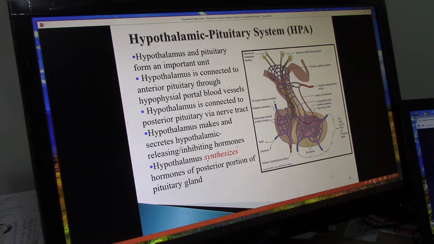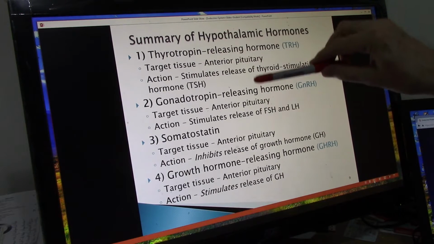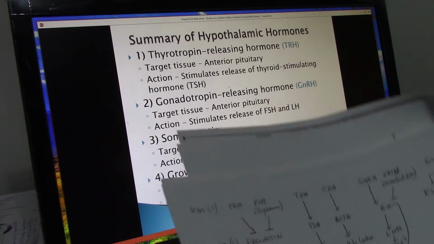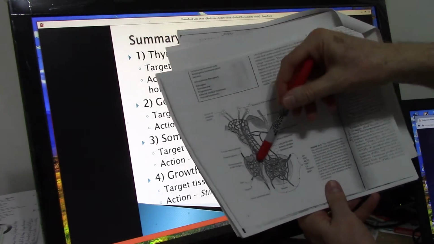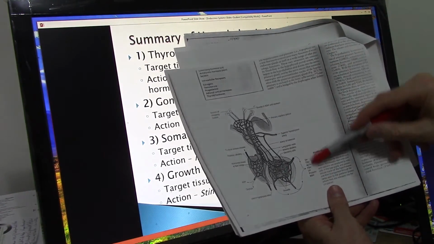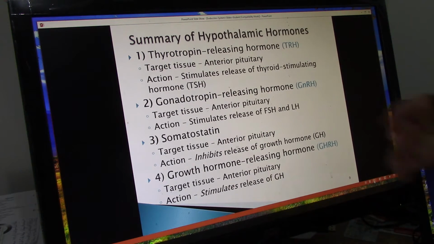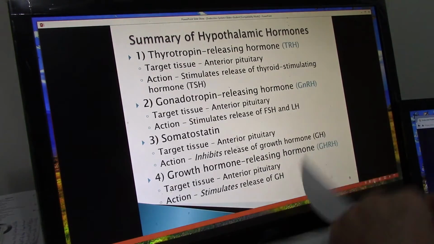Very, very important slide there. And this summarizes the main hormones coming off the hypothalamus, TRH. And notice that all of these target the anterior pituitary, because that's exactly where they're going to go. They're going to go from the hypothalamus up here, and they're going to come down and hit the anterior pituitary, and then all of these will ultimately be released. So hopefully at this point you're starting to breathe a sigh of relief that, yeah, I can get this. And all of these hormones are shown again on this one piece of paper.